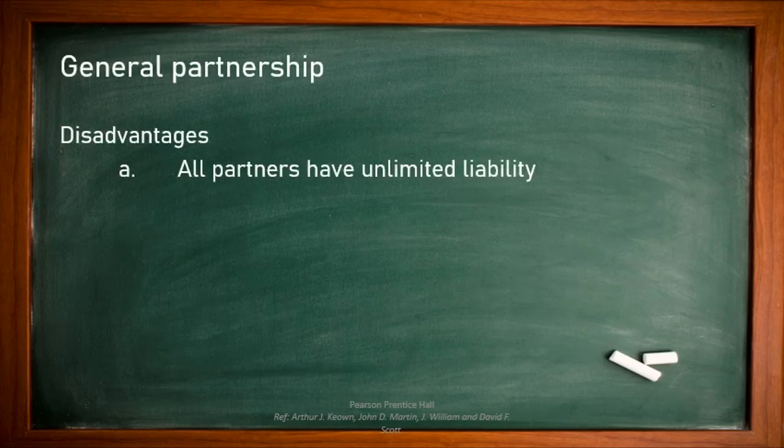Disadvantages of general partnership: all partners have unlimited liability. This is the biggest disadvantage. If something goes wrong in the business, the person whose money is involved, or the person or bank who gave the loan, can recover their loan from any partner. If X is not able to pay, they will go to Y. Whatever partners there are, the money can be recovered from their houses, not only from the business.